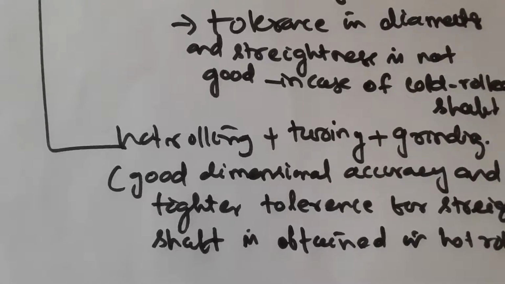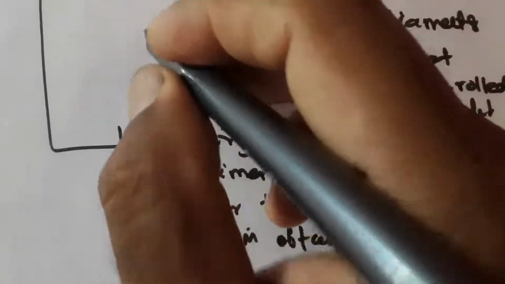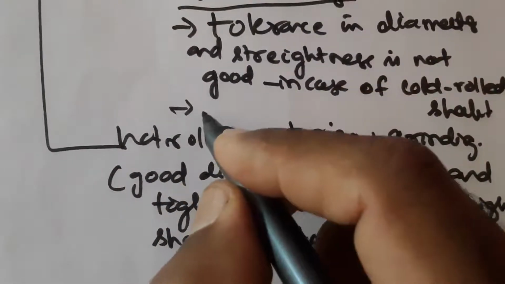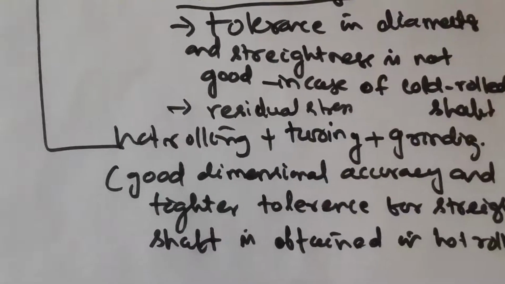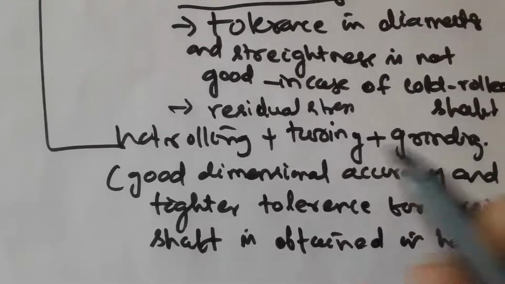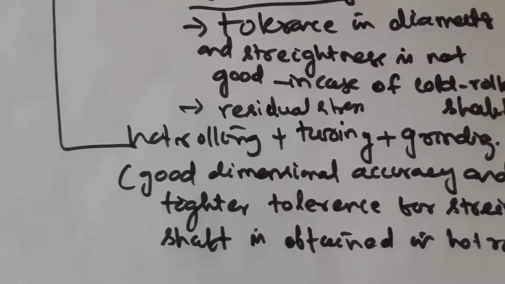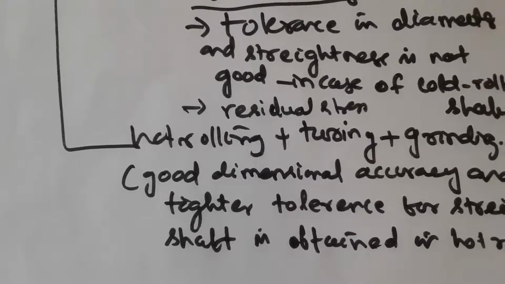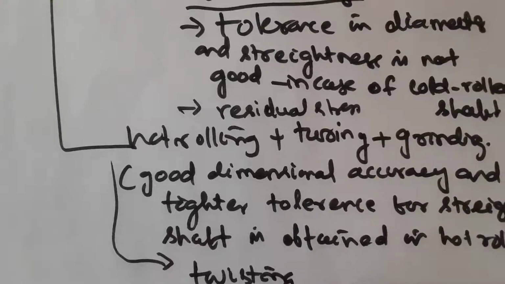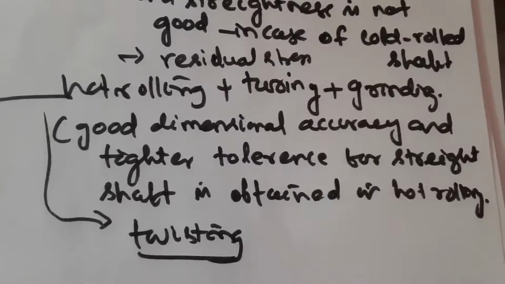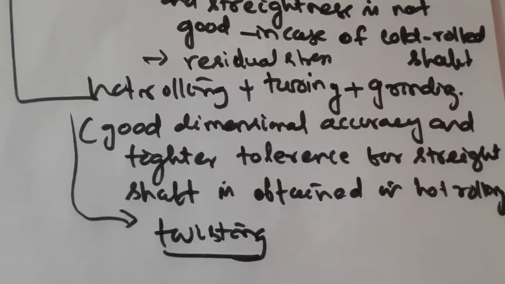Cold rolling also produces residual stresses near the surface of the shaft. So these are another disadvantage, the residual stresses. It also requires straightening operations, and the cost of straightening is very costly. And hot rolling also has a problem of twisting. You have to untwist that. So the cost of straightening the distorted or twisted shaft is a difficult and expensive operation.